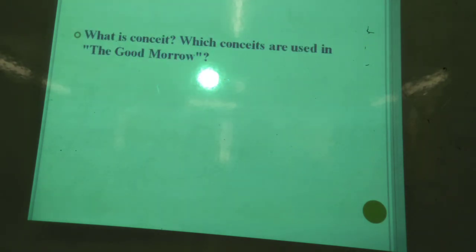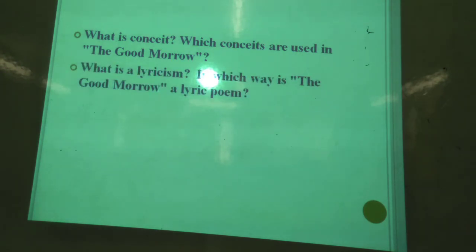There are some other questions you have seen. Yes, later on, I'm coming there as well, gradually. What is conceit? Already we have mentioned. And the conceits used in the poem are also given. What is lyricism? In which way is The Good-Morrow a lyric poem? You have seen that. How? Whenever we analyze the meter of the poem, you see that the meter is similar in each and every stanza. At the same time, there are three stanzas and each stanza consists of similar lines. And you have seen it can also be turned into a song.